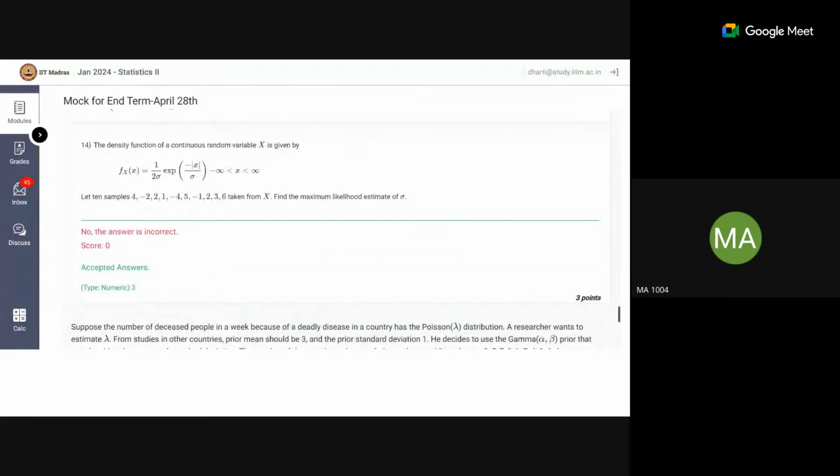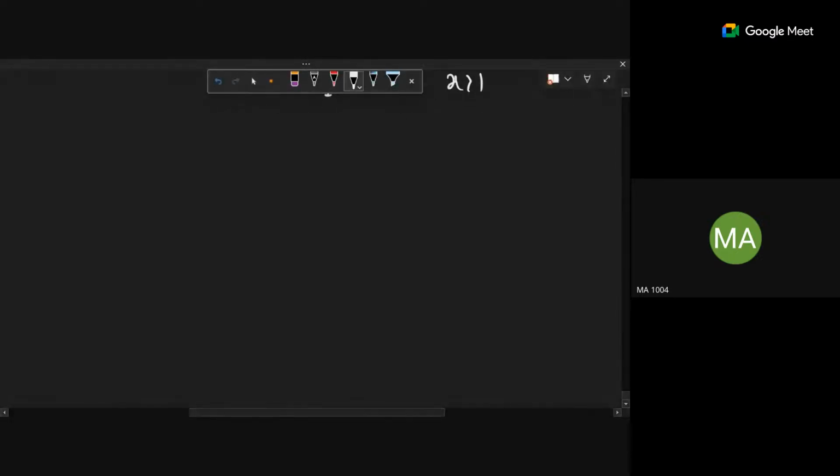Okay. Next one: the density function of continuous random variable x is given by this distribution. Let 10 samples be taken from x; find the maximum likelihood estimate of sigma. Okay, so how to do that? Just recently we have revised MLE: we take the product of the distribution, then take log and differentiate with respect to the parameter, right? So for the 14th one, the parameter is sigma, right?